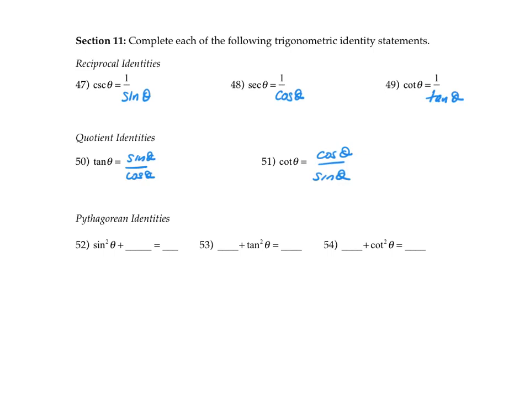Okay, Pythagorean identities. The most important one for us to know is sine squared theta plus cosine squared theta equals 1. These others are helpful too. 1 plus tangent squared theta is equal to secant squared theta. And finally, 1 plus cotangent squared theta is equal to cosecant squared theta.